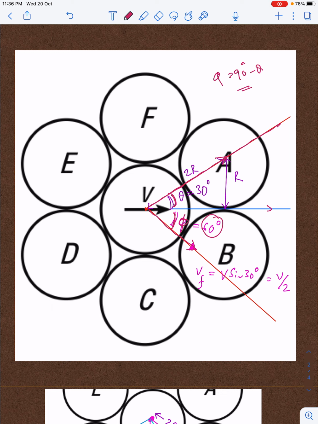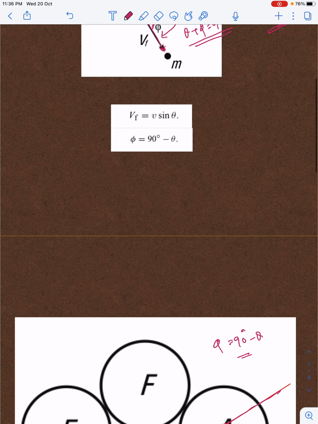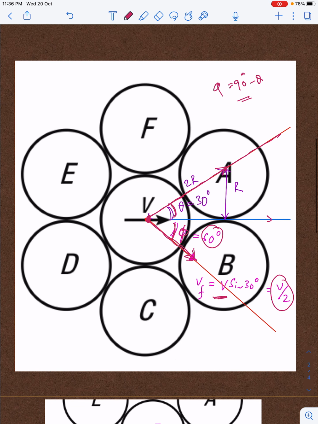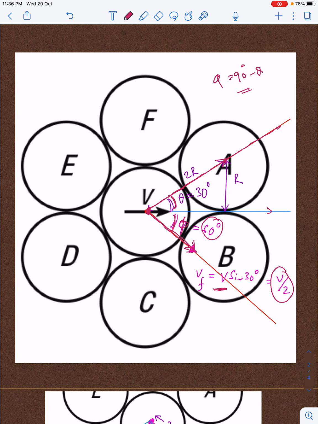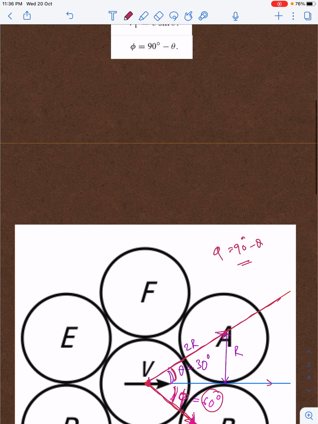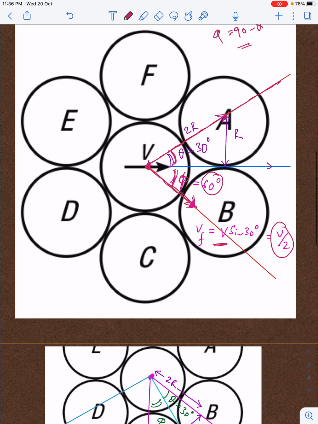And by following the other postulate, that is Vf equal to V sin 30 degrees, the velocity with which the center ball will approach B is V by 2. That's the idea. So again I repeat that from this principle we have studied, after colliding with A, this center ball will approach B with velocity V by 2. How is that V by 2 coming? Repeat once again. Vf equal to, we have seen, V sin theta.